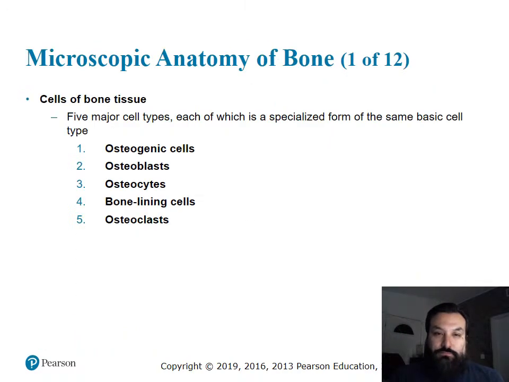All right. So let's talk about the cells of bone tissue. There are 5 major cells of bone tissue. They're listed for you here. We'll talk about each one of them, and we'll talk about why they're important for bones and for not only bone development but bone regulation as well. So we'll talk about each one of those here.